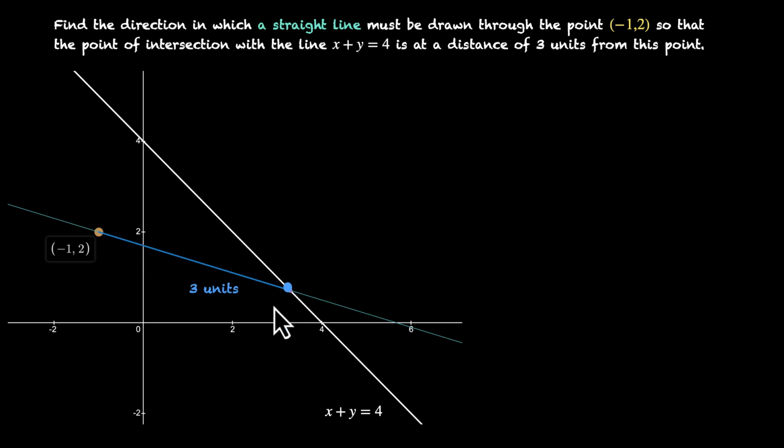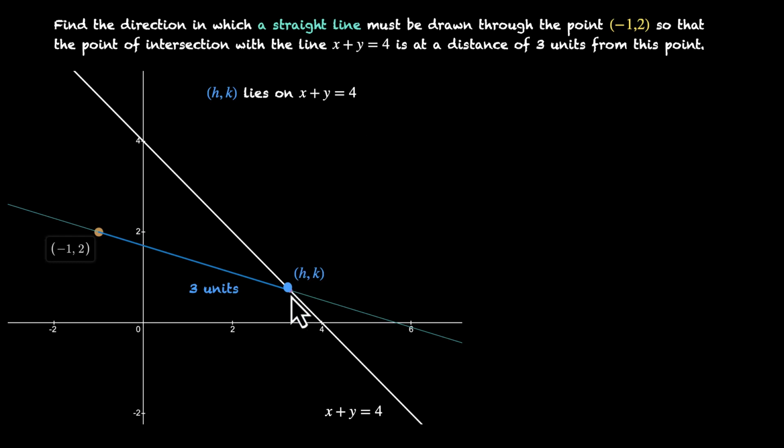Okay, so let's focus on this point. We know a lot about this point. Let's label this point h comma k. What are the things that we know about this point? The first thing is that this point lies on this line x plus y equals 4. So this gives us one equation in h and k. What else do we know?